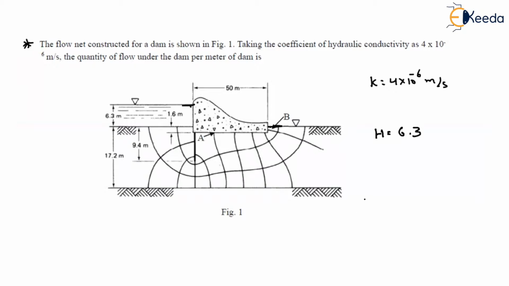And for finding the seepage flow, we have to find the number of flow channels. So how many flow channels are there? What is flowing from this channel? What is flowing from this channel? And also what is flowing from this channel? So how many flow lines are there? 3. And how many head drops are there? Just count, one, second, third, fourth. If I take 1, 2, 3, 4, 5, 6, 7, 8, 9, 10, so total how many head drops are there? 10. That's it. Substitute in the equation.